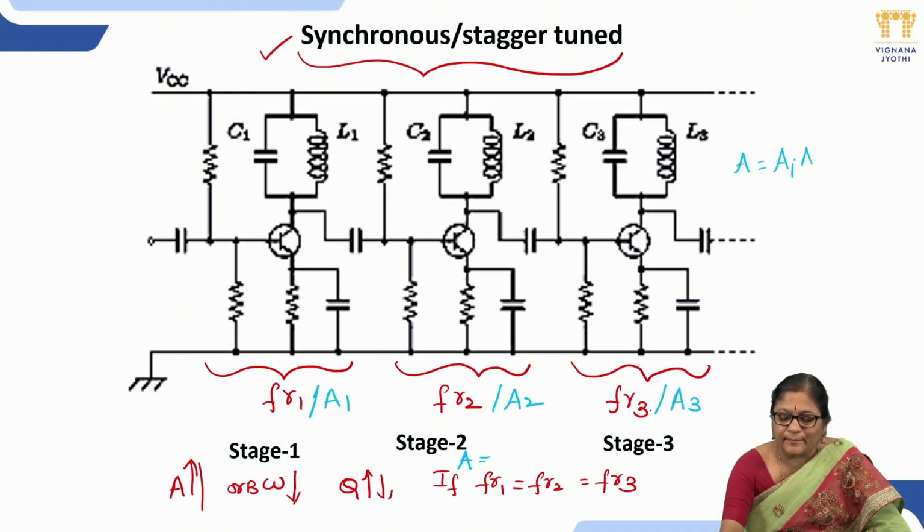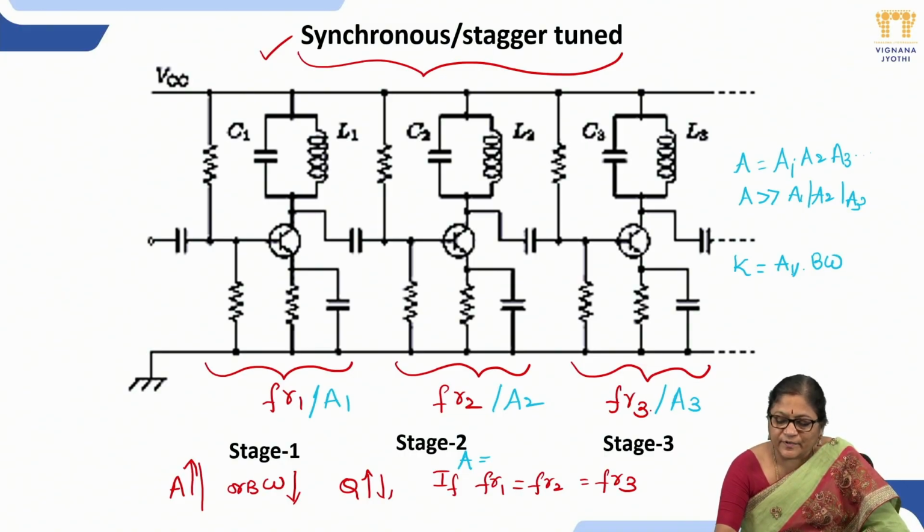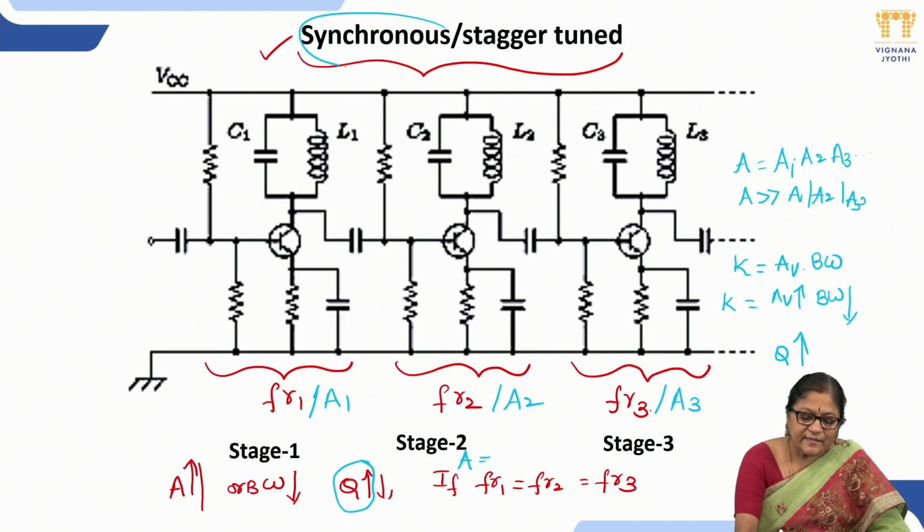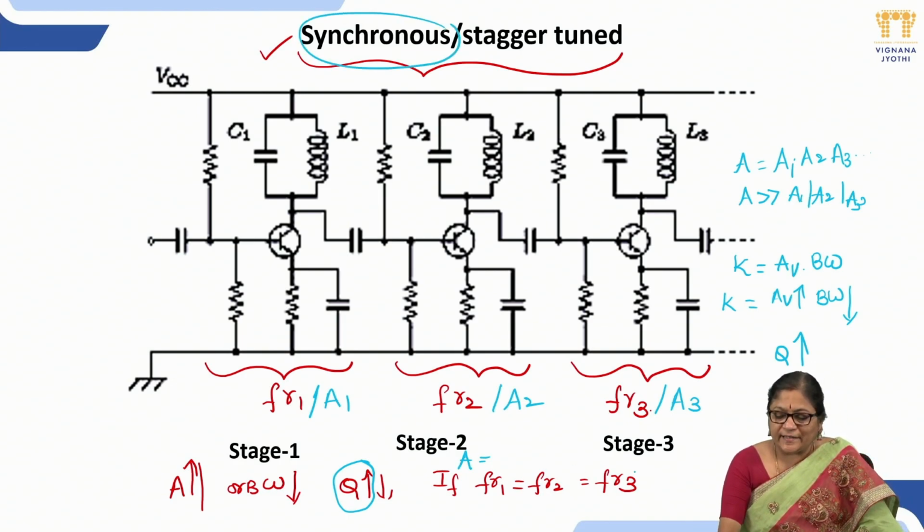So all gains will get multiplied. That is, overall gain will be much higher than individual gains, either A1 or A2 or A3. So for any given amplifier, the voltage gain into bandwidth multiplication will be constant. Suppose the voltage gain is increased, to maintain a constant K, bandwidth has to be reduced. Then quality factors will be improved. So for a given quality factor improvement, these stages have to be connected in synchronous mode, so that you can get more gain, more quality factor, but less bandwidth.